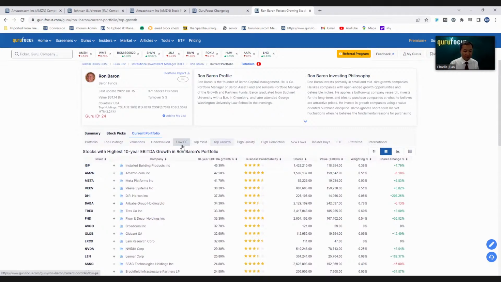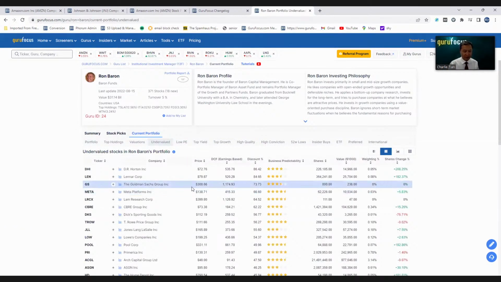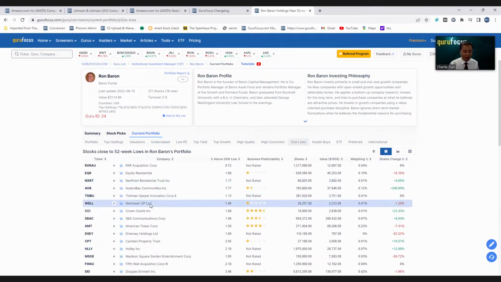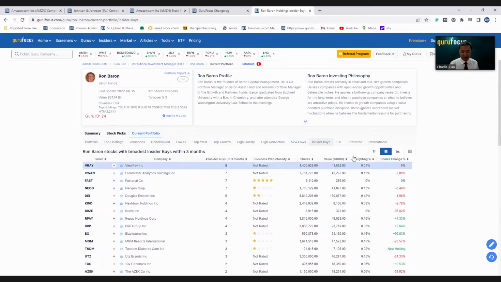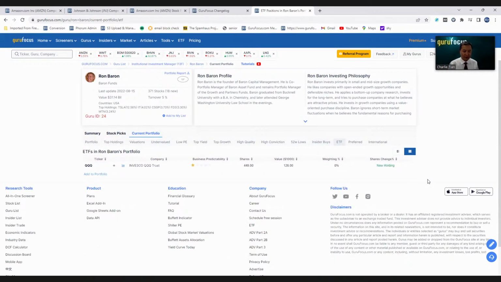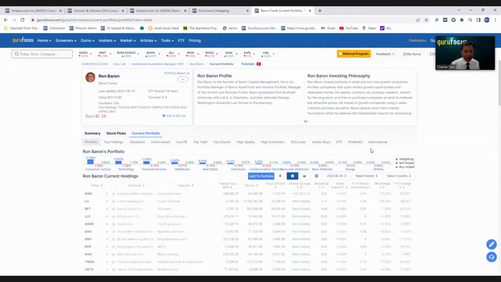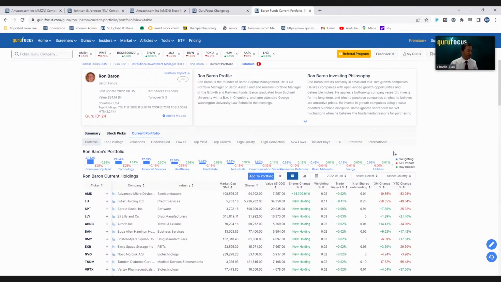And if you want to see some undervalued companies in his portfolio, you will see D.R. Horton. He owns lots of companies, some of which are close to the 52-week low. You can check here where some company insiders are buying, and insiders buying some ETFs. Some of them own ETFs. He owns some QQQ, which is very little. This tab allows you to dig deeper into his portfolio.